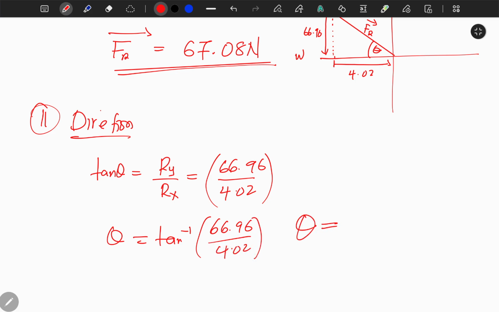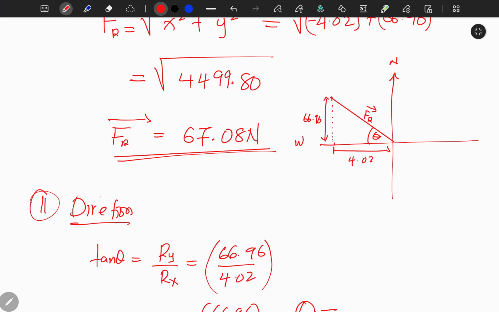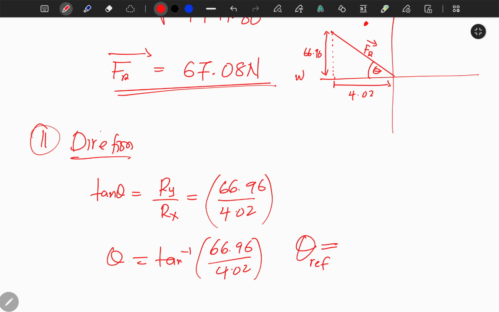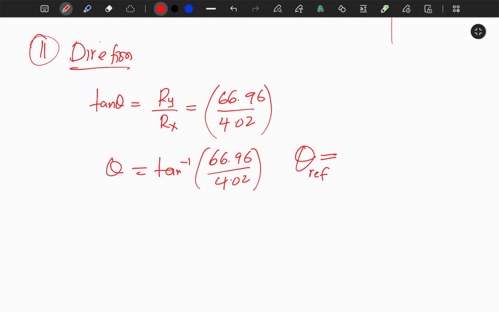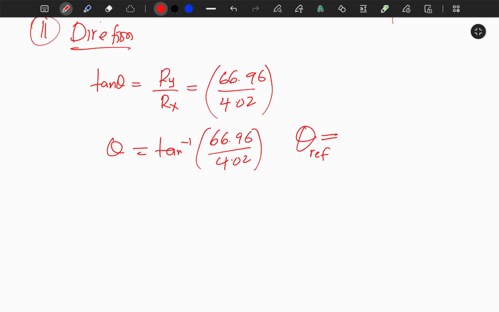Let's find theta. Now, why are we finding this theta? This theta is just the reference angle. Remember, we have ignored the negative, but keeping in mind that the angle lies in the second quadrant, where tan is negative. So this is just the reference angle. We ignored the sign. Take note of that, please. So let's punch tan inverse, then divide this. I'm getting 86.56 degrees. This is just the reference angle.